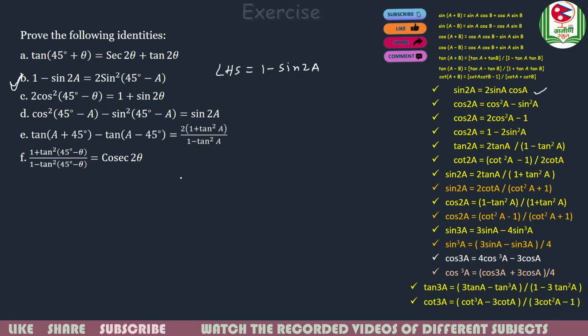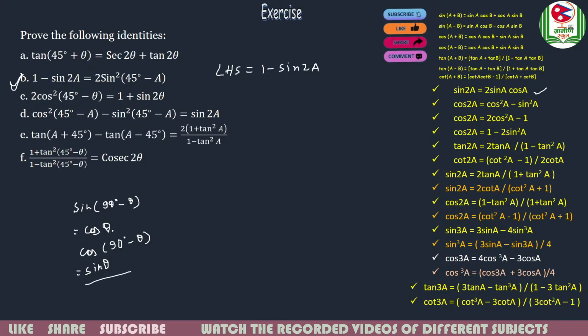So do you have any idea how to change this sin into cos? We know sin 90 degree minus theta is cos theta, and also cos 90 degree minus theta is equal to sin theta. We know that if there is sin 90 minus theta, it is going to be cos theta, and if there is cos 90 minus theta, it is going to be sin theta.